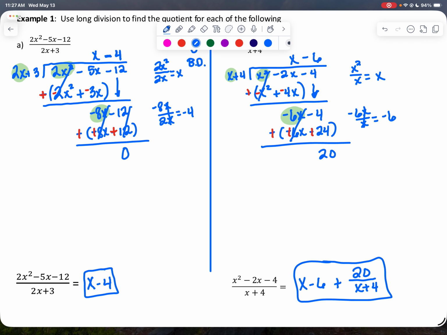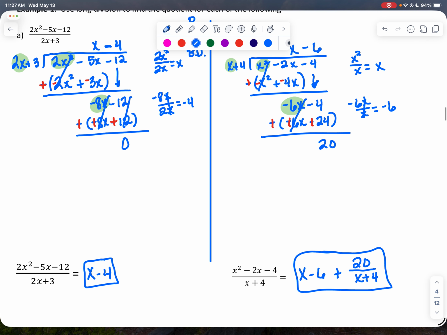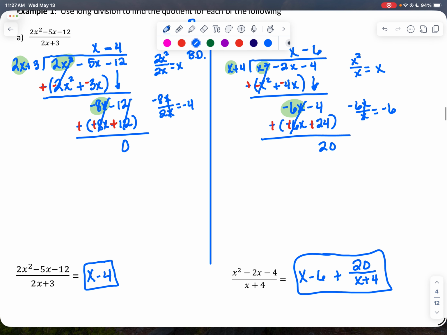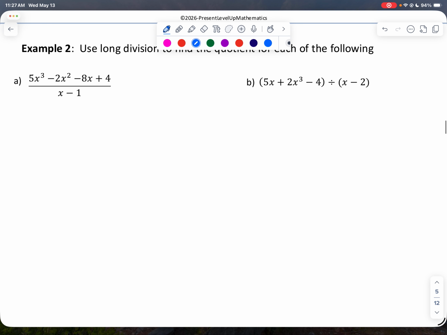Okay. All right, example 2. Now, in our first two examples, our dividends were quadratic functions. They both had a square. Now we're going to talk about functions that are raised to the third power, and it's the same process. It just might take you a few extra steps. All right, so look at problem A.